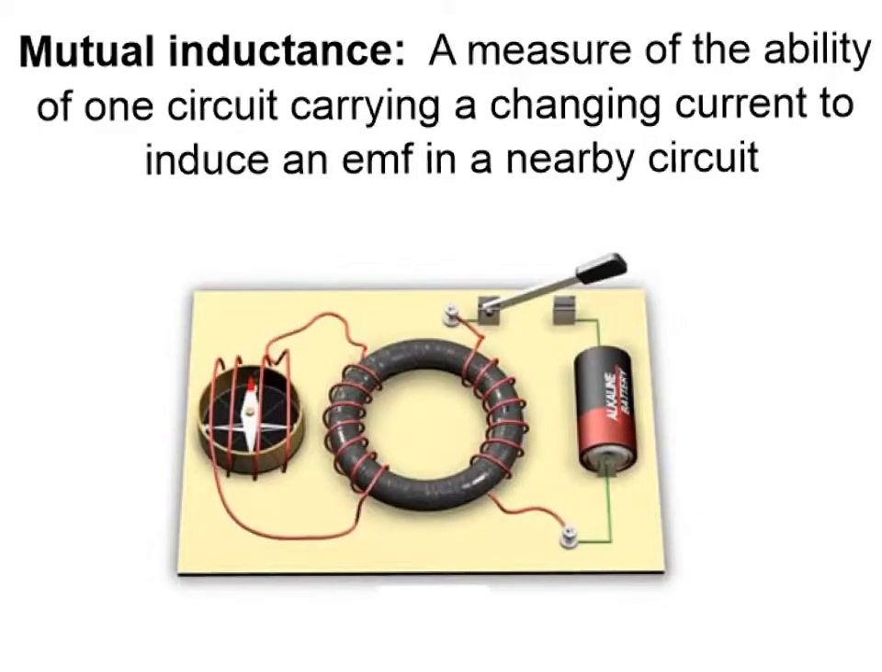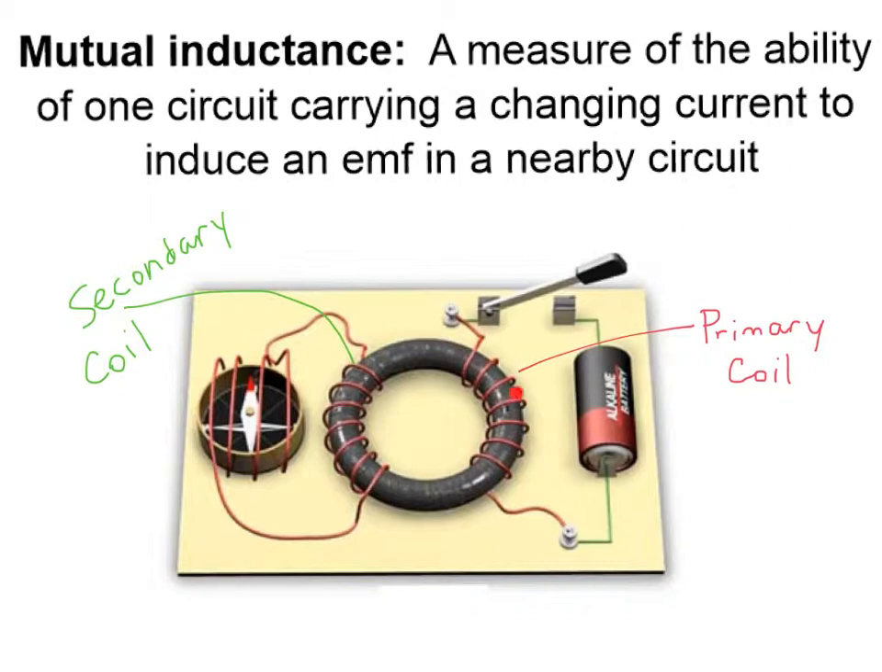Let's take a look at a little experiment that Michael Faraday set up, or at least one very similar to this, where he had a battery right here, and that was connected to a coil, and we call this the primary coil. This circuit is going to be the primary circuit. Then we also have a secondary coil. That is this coil over here.